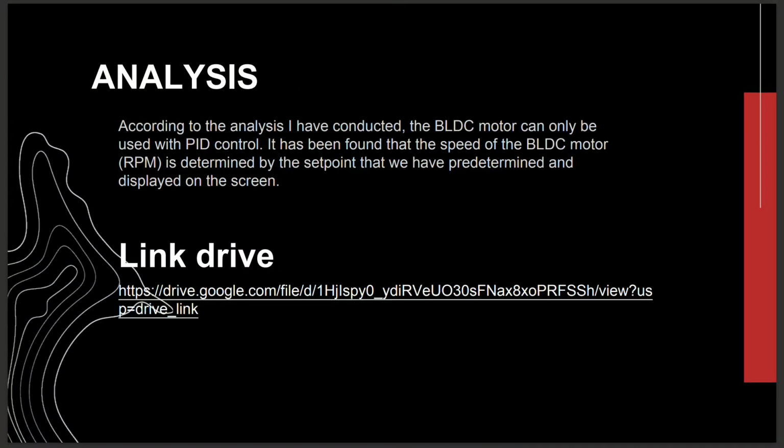Next slide is analysis. According to the analysis I have conducted, the BLDC motor can only be used with PID control. It has been found that the speed of the BLDC motor, or RPM, is determined by the set point that we have predetermined and displayed on the screen. And you can see the detail in the drive link below.